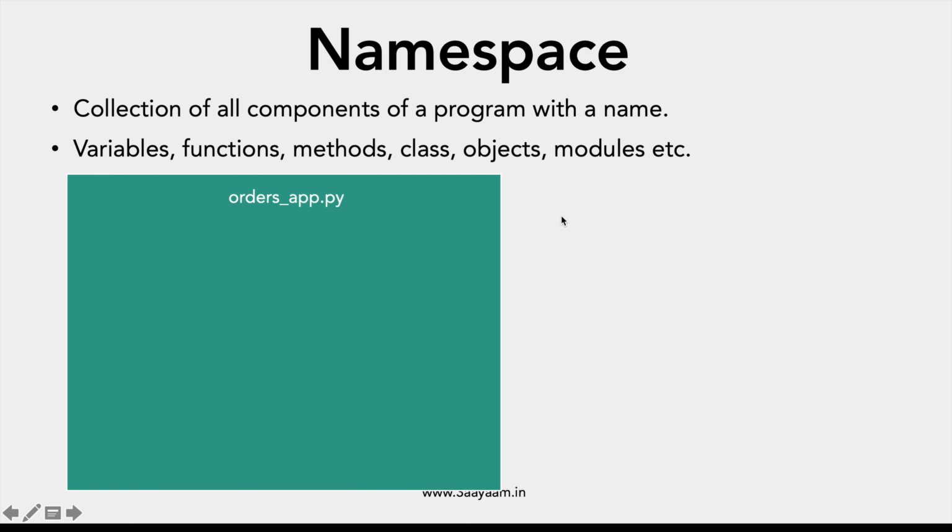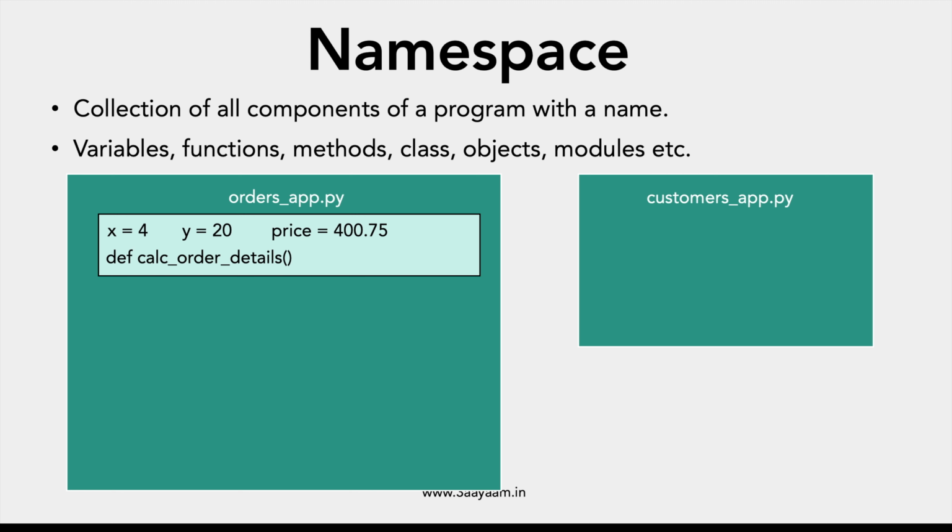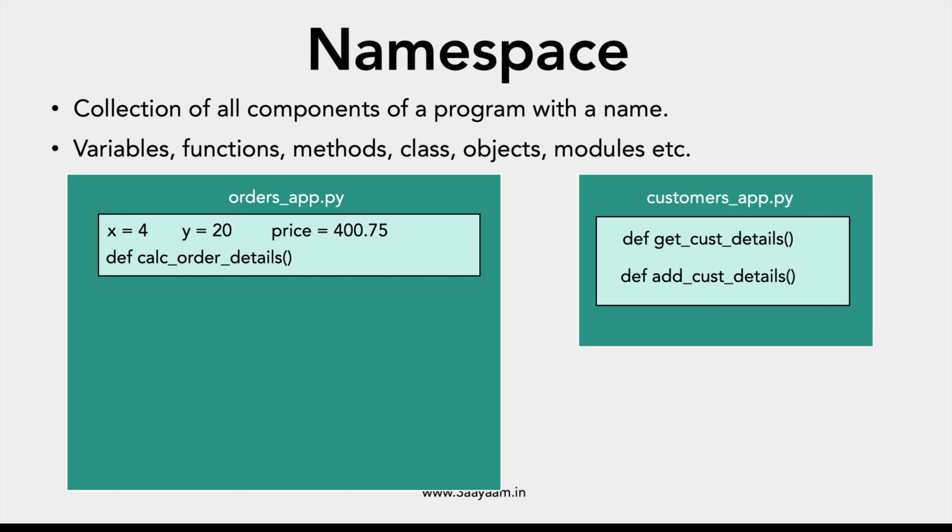So let's say I have this orders_app.py, and if I execute this program, the namespace would be orders_app. And here I can define multiple variables. I can define functions. Then I have, let's say, customers_app.py. I have executed that also. It will have its own namespace and its own function definitions and variables.